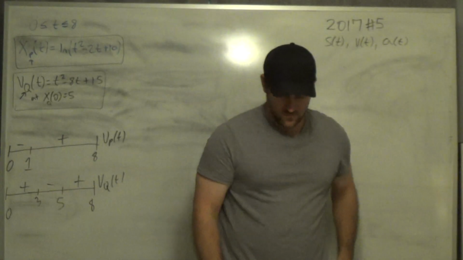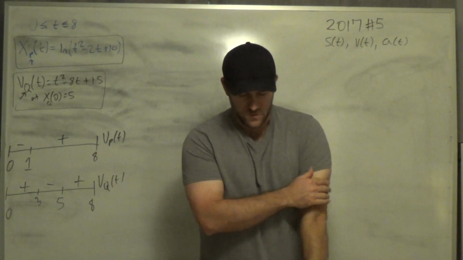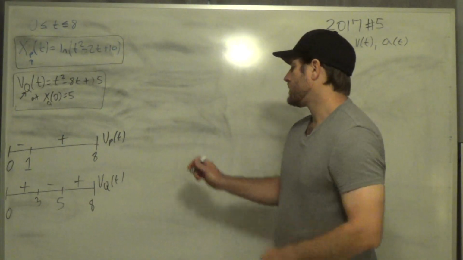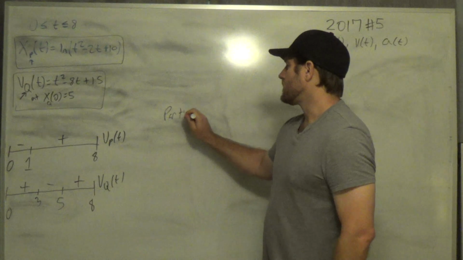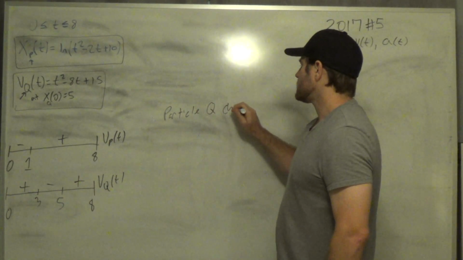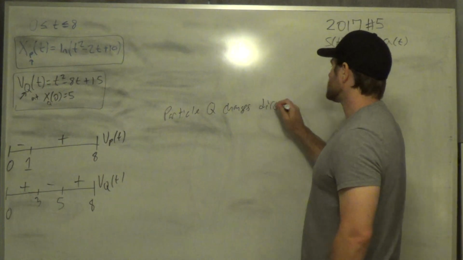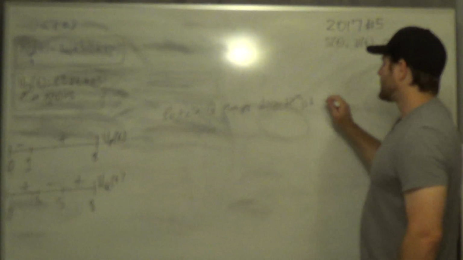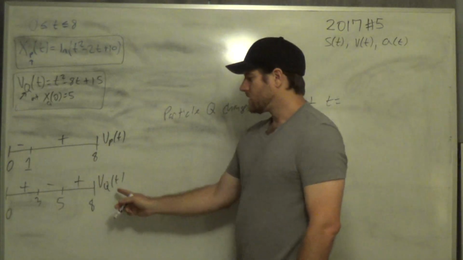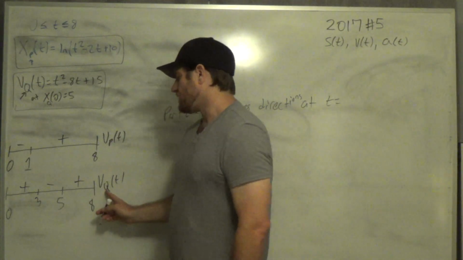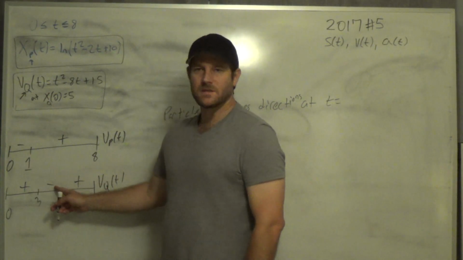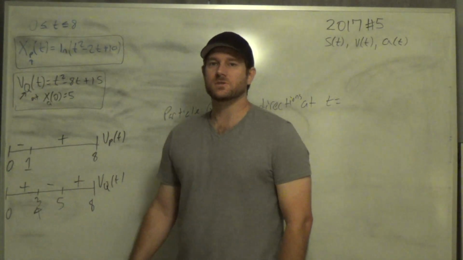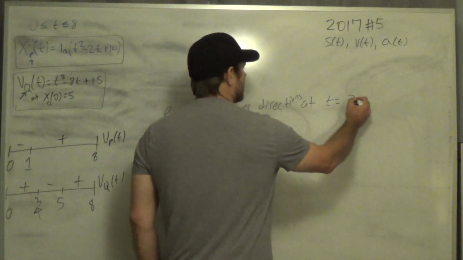All right, part D says find the position of particle Q at the first time it changes directions. Okay, well, let's start here. Particle Q changes directions at time equals, and let's look, particle Q's velocity is positive, it's moving to the right, then it's moving to the left, then it's moving to the right. So this is the first time when it changes directions. So the first time it changes directions is at time equals 3.